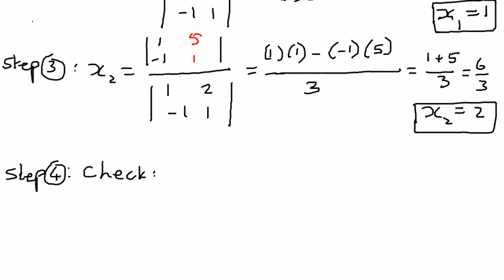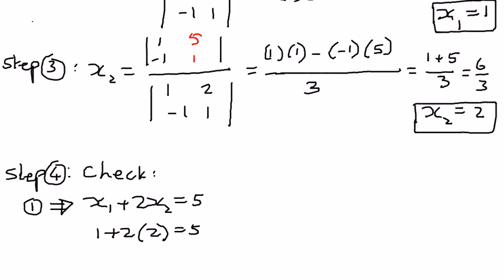We take equation number 1, which is x1 plus 2x2 is equal to 5. So x1 is 1 plus 2 times x2 is 2, that should equal 5. So 1 plus 4 should equal 5. So 1 plus 4 is indeed equal to 5. Therefore the left hand side is exactly equal to the right hand side.